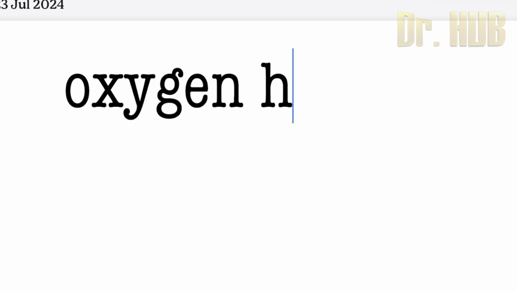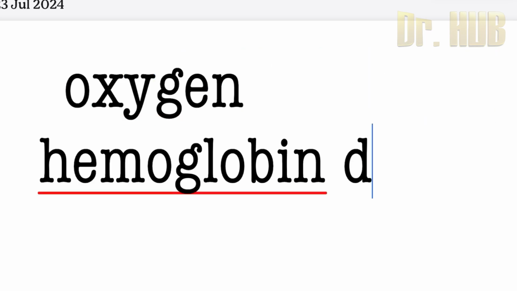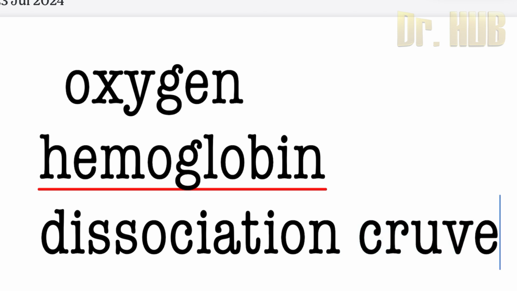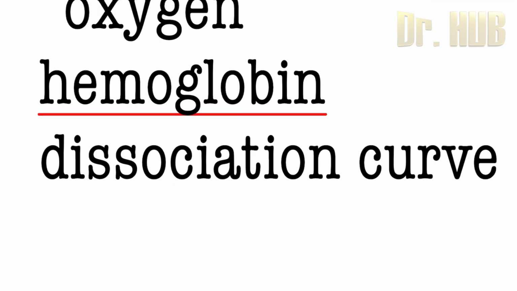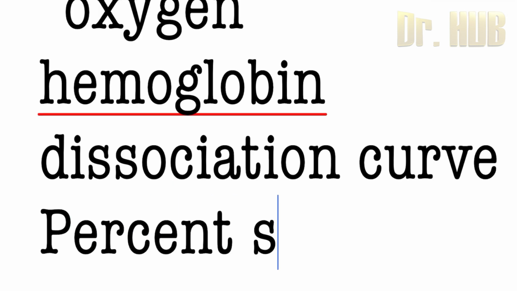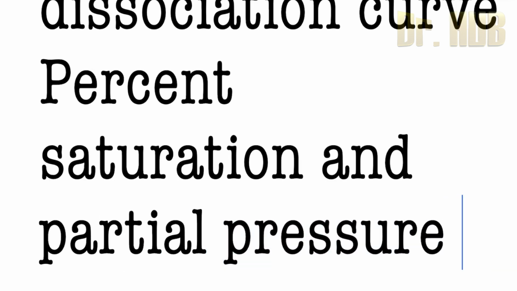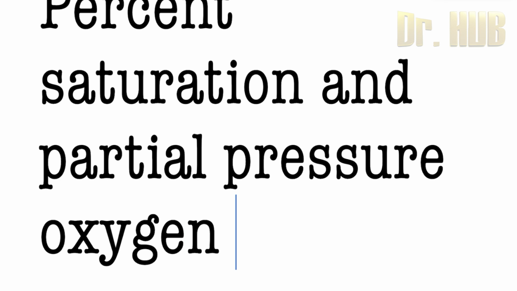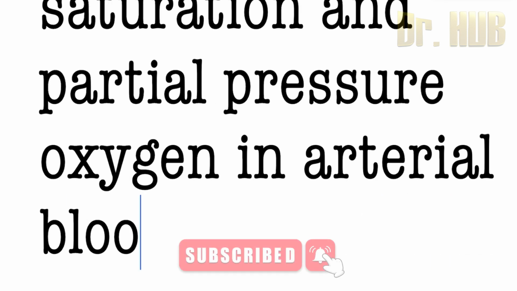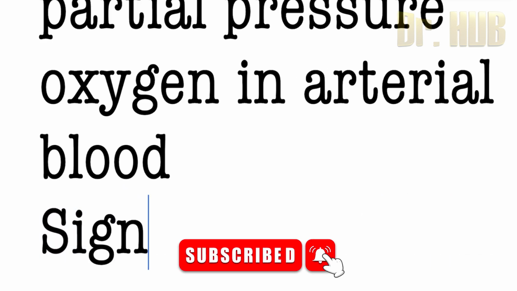Oxygen hemoglobin dissociation curve. Here the relationship is between the percent saturation and the partial pressure of oxygen in the arterial blood. It is basically sigmoidal in shape, so a sigmoidal, S-shaped curve is seen.